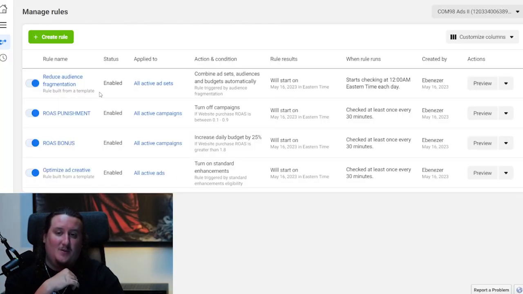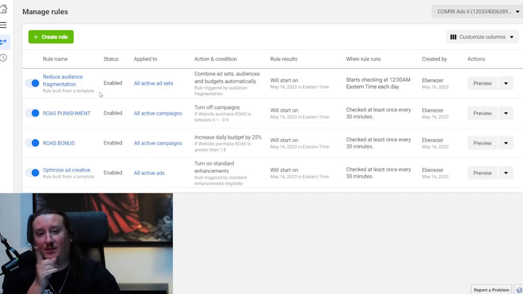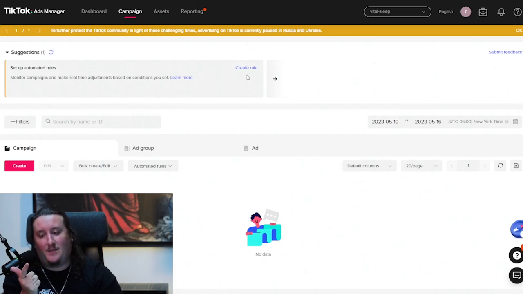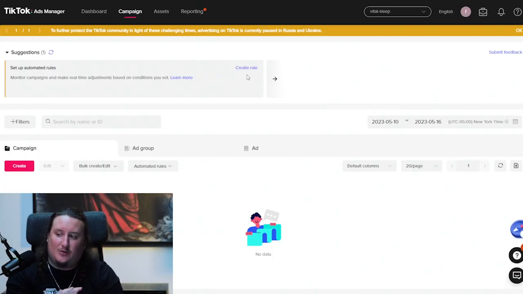That's definitely Facebook's way of creating a self-optimizing CBO campaign that TikTok has had for a very long time. TikTok, same rules. You have one that's going to turn off poor performing campaigns, one that's going to increase the budgets of campaigns that are performing well, and one that's going to strike out campaigns in a certain range where you're like, I don't want to spend money on campaigns with a CPA between $17 and $24. I'd rather have the budget go towards campaigns that are below that. Okay, so that's rule sets.